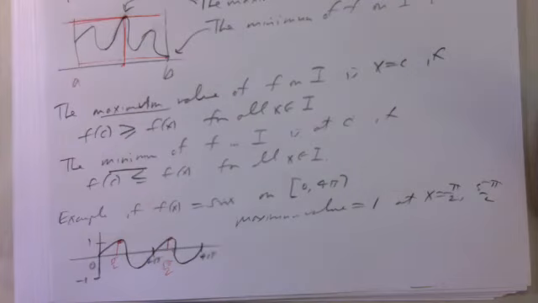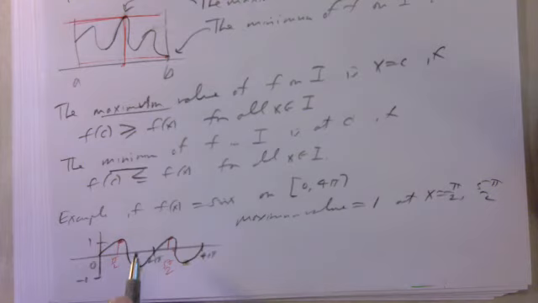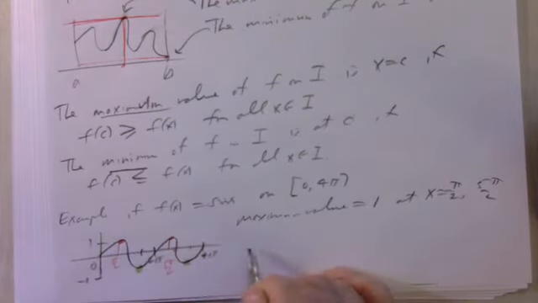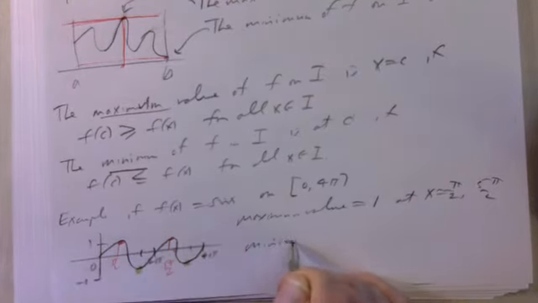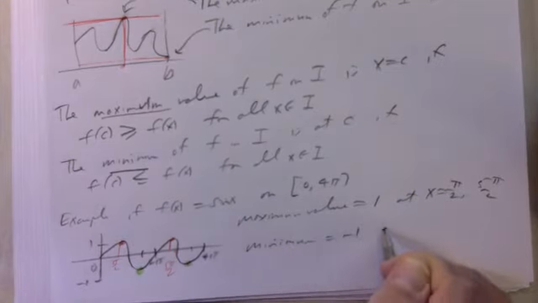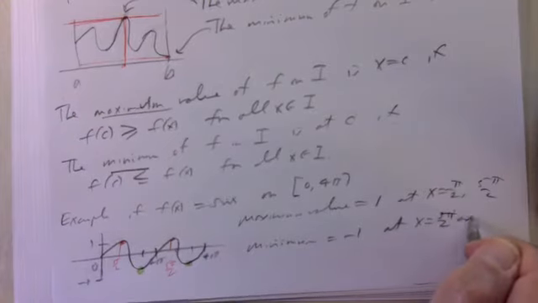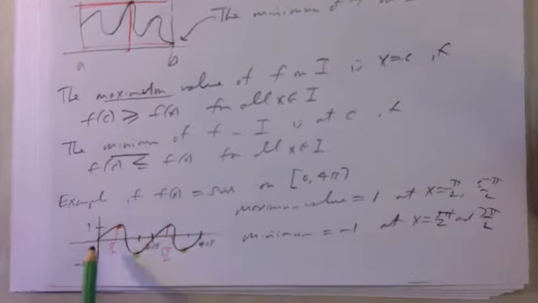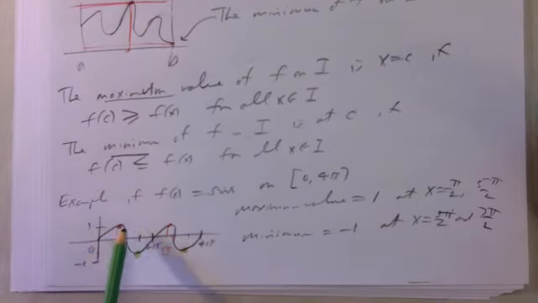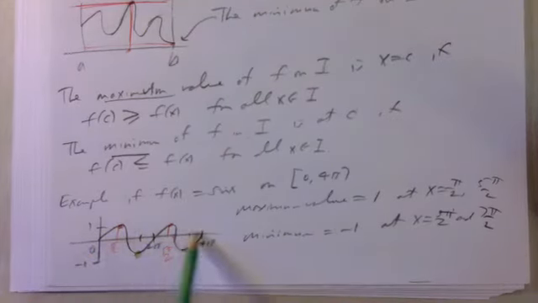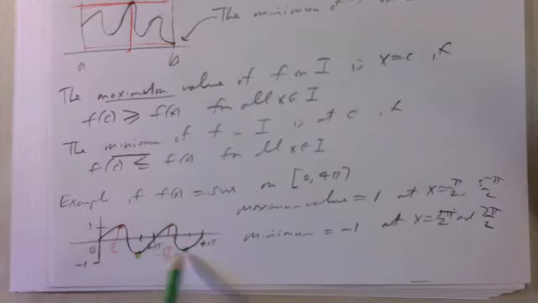The minimum value is minus 1. And that also occurs at 2 different places. The minimum is minus 1, and it occurs at x equal 3 pi over 2 and 7 pi over 2. Okay. But these are completely reasonable definitions. This is the highest, the largest, the maximum value the function takes on in this closed interval. And this is the smallest value, the minimum value the function takes on.